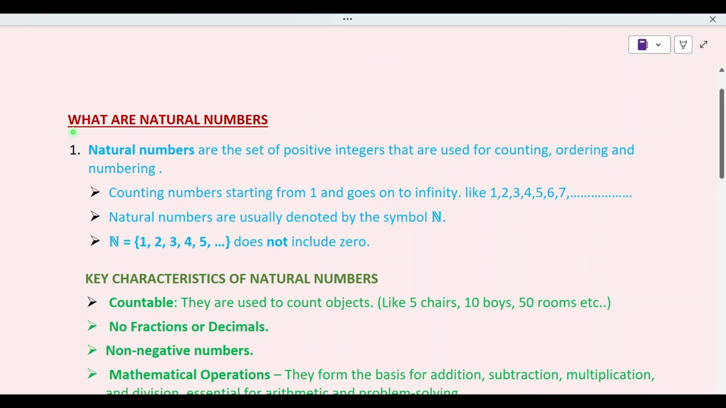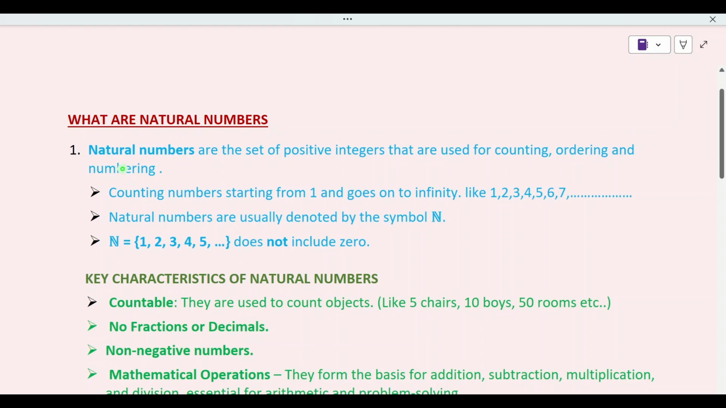Hello friends, today we will cover some important components of the number system. Although you are already aware of this subject, for revision's sake, I will take up this topic here. First we will see what natural numbers are.